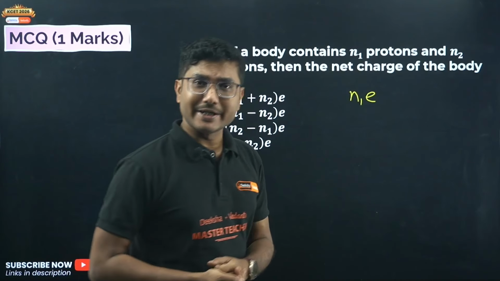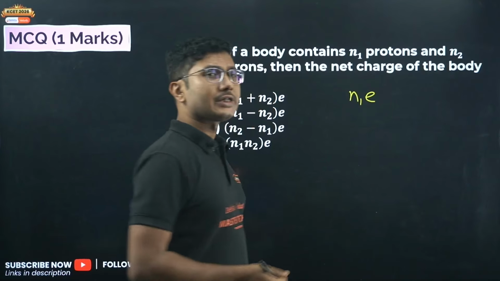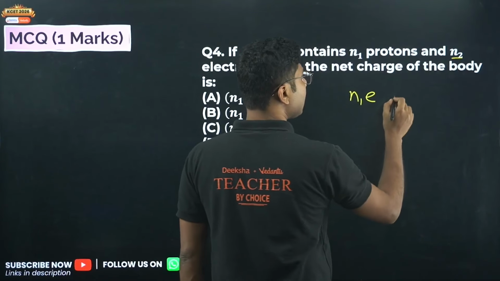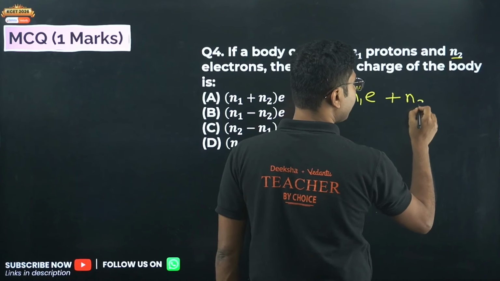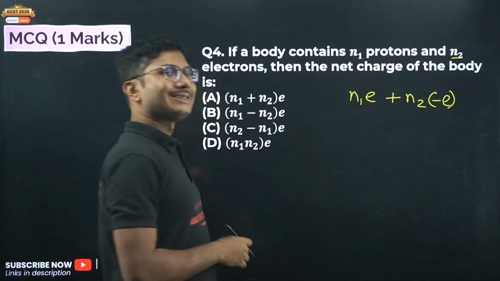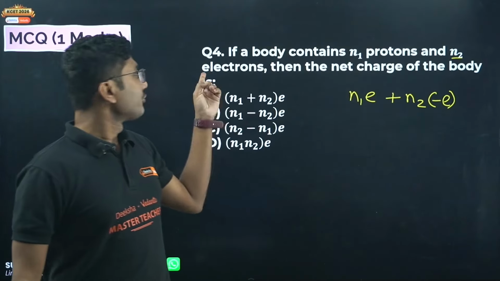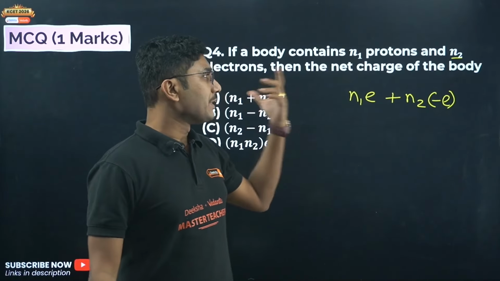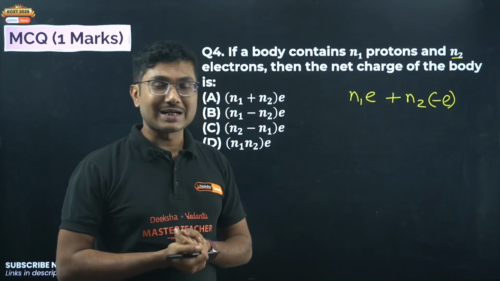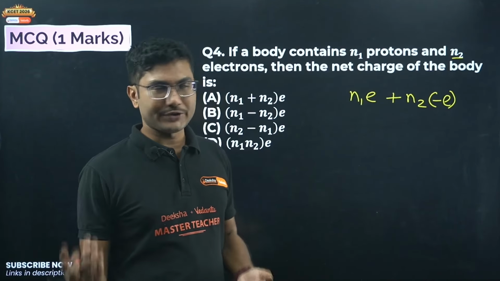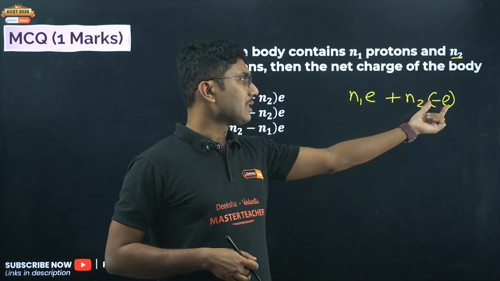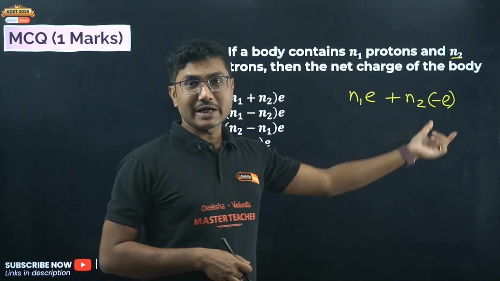Now charges are additive in nature. So what is the total charge of the electrons? Total charge of n2 number of electrons is n2 into minus e. Why minus e? Because electrons are negative in nature. So basically this question is answered through the property of electric charge, that charges are additive in nature. If you take n1 protons and n2 electrons, just multiply the individual charges and add them.